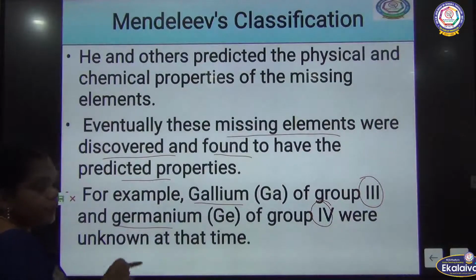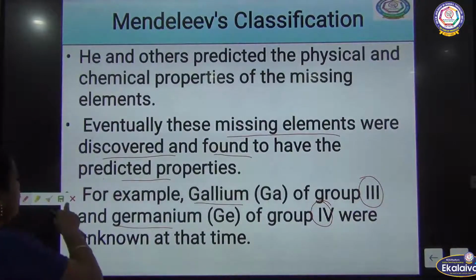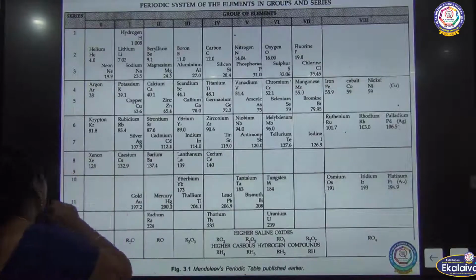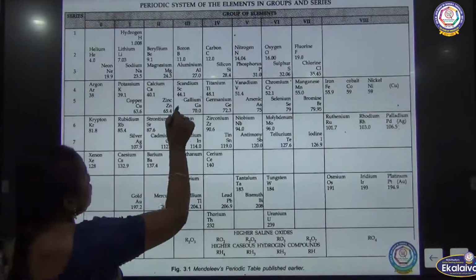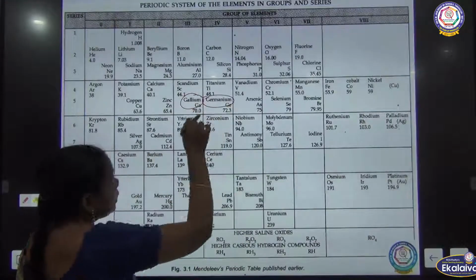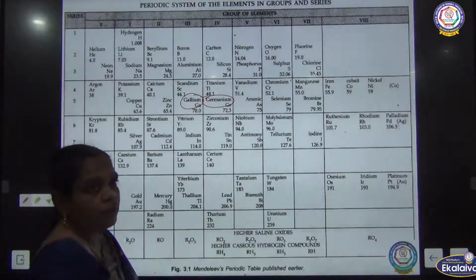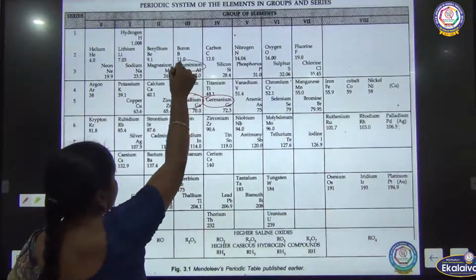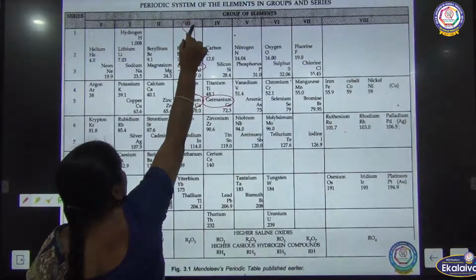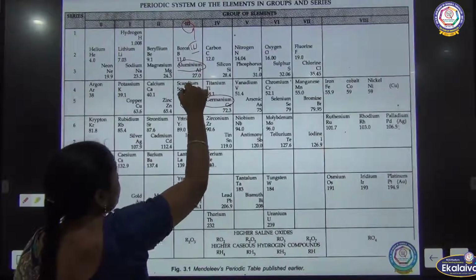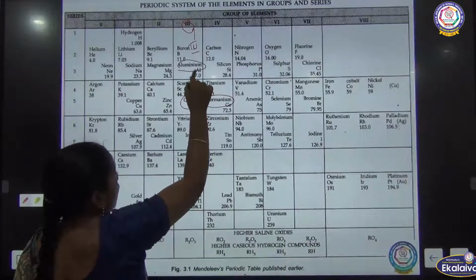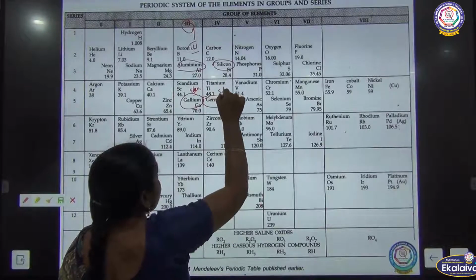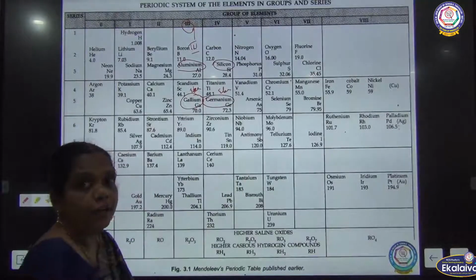Understand? During this time there was no gallium and there was no germanium, but he kept the blank space and predicted values there. So before gallium, what is present in the third group? The third group is aluminium, so Eka aluminium, and the fourth group is silicon, so it is called Eka silicon, germanium.